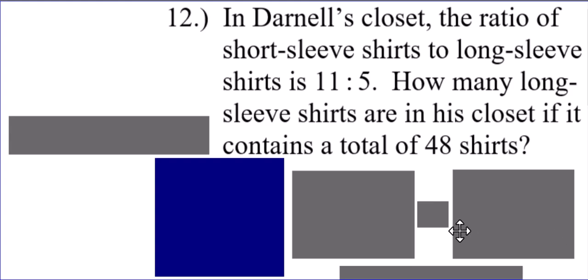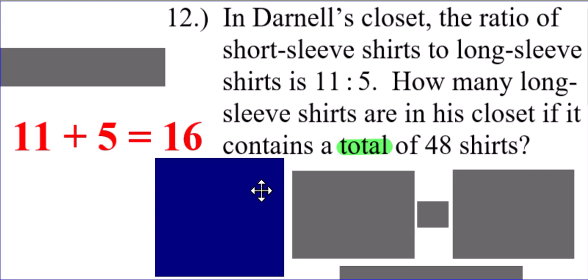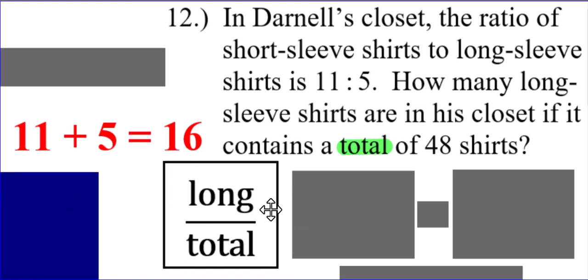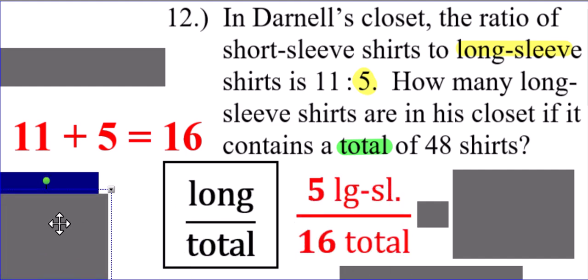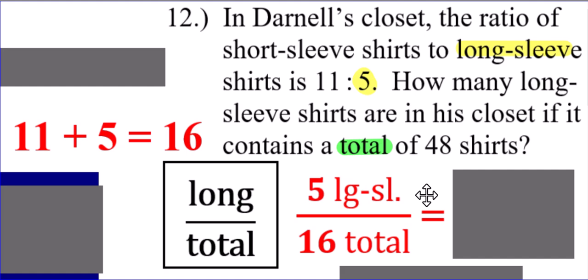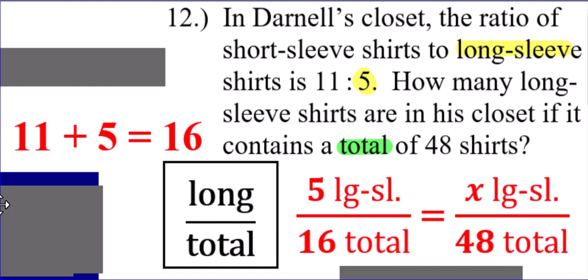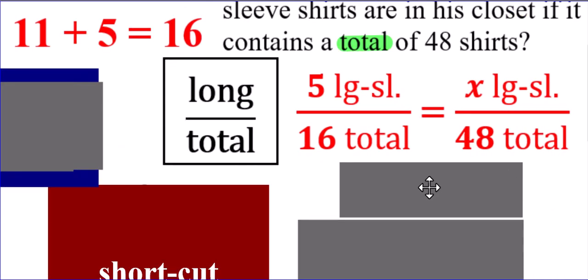Problem number 12. Oh, we are talking about total, just like number 9 and number 10. So did you find the ratio's total? 11 plus 5 giving you 16. They're asking how many long sleeve shirts are in his closet, so we need long sleeve shirts and we need the total. The long sleeve was the second part of the ratio, so that is the 5. 5 out of the total of 16 equal to unknown long sleeve out of a total of 48.